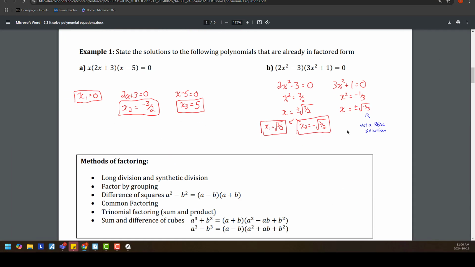And here we go. And we're not going to talk about real and imaginary numbers in this course. So the answer is just x1 and x2, that's it.